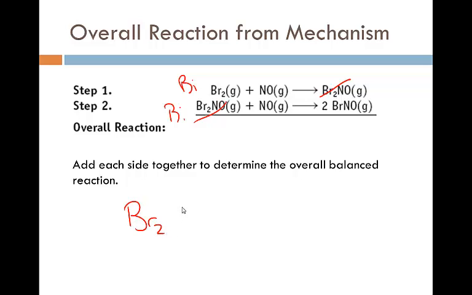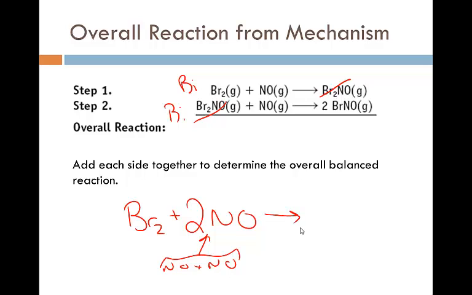I'm not going to include my states because I'm going to run out of room. Now here we see an example where we have two NOs. It is standard practice to just go ahead and write that like this and not to write NO plus NO. So we don't want to do this. If we can combine it, that's what we want to do. So now we're ready for our reaction arrow, and the only thing on the product side up there is just BrNO.